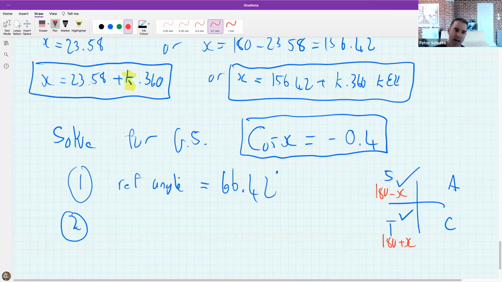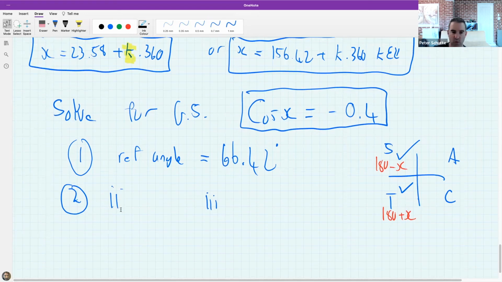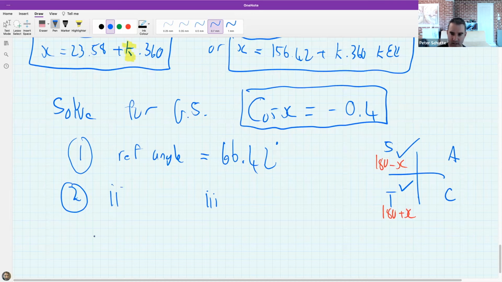Okay, so I now go on and I want to find my answers. Now, what I do is I write a little number. So I go that for 2, and then I say, just to tell me what quadrant I'm in, quadrant 2 and quadrant 3. And the answer is going to be x equals 180 plus whatever the reference angle was. Sorry, not 180 plus, it's going to be 180 minus the reference angle. And then, in quadrant 3, it's going to be 180 plus the reference angle.